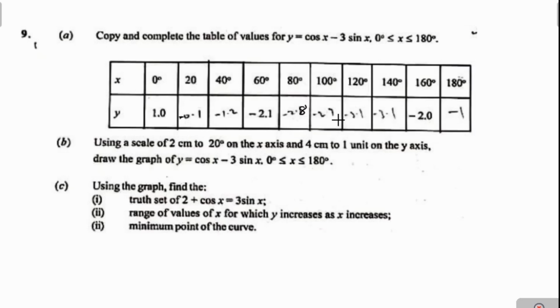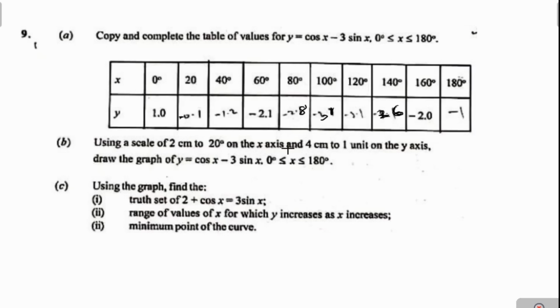Then 100 is negative 3.1. Then 120 is negative 3.1 again. Then 140 is negative 2.6. Then 160 is negative 2.0, which is already given by the question, and then this is negative 1. Again, you should just use the calculator to verify your answers. I'm sure the student who used this didn't know how to use the calculator to solve this, that's why I got some of them wrong.